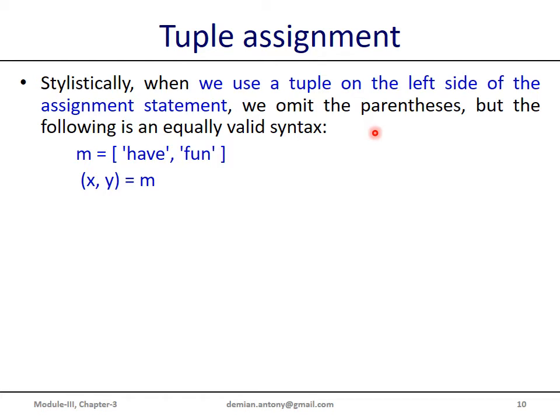When we use a tuple on the left side of the assignment, we omit the parenthesis, but we can also use the parenthesis to represent a tuple. Here is an example. We have m is a list with two elements, and we have used a parenthesis to indicate it is a tuple of variables. So parenthesis is optional. You can just write x comma y, or you can enclose it with the parenthesis.